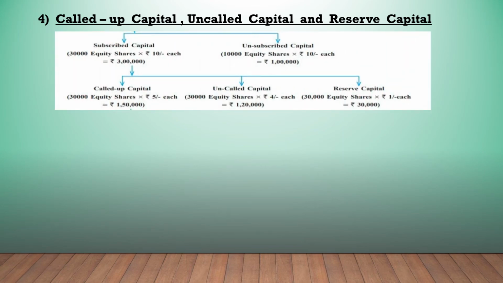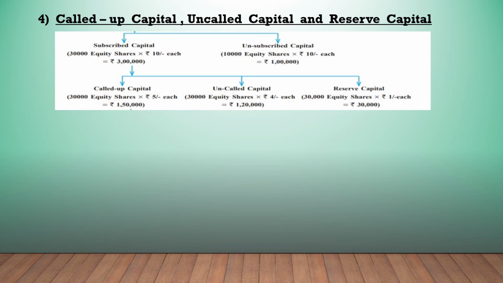The next type includes called up capital, uncalled capital, and reserve capital. Let us once again understand this with the help of an example. As you can see, the investors subscribed towards rupees 3 lakh of share capital divided into 30,000 equity shares of rupees 10 each. Now, usually the company does not demand full value of shares at the time of issue. It usually collects the full value of shares in installments as per its financial requirements. Thus, even if the face value of shares is rupees 10, the company collects this amount in parts.